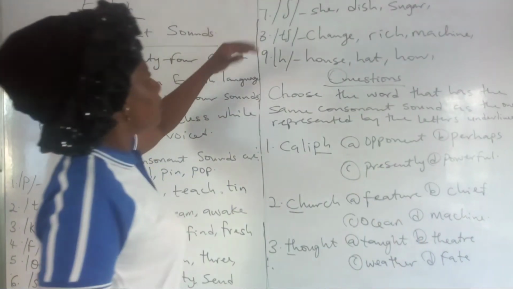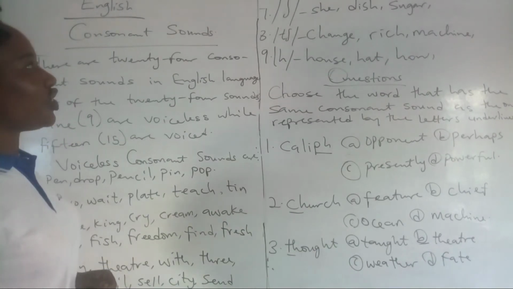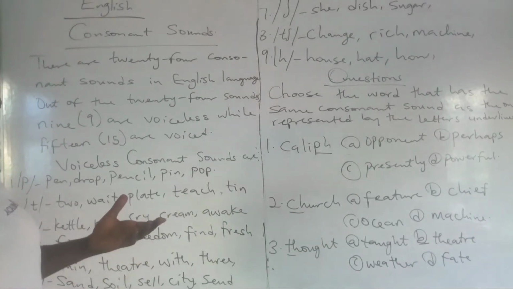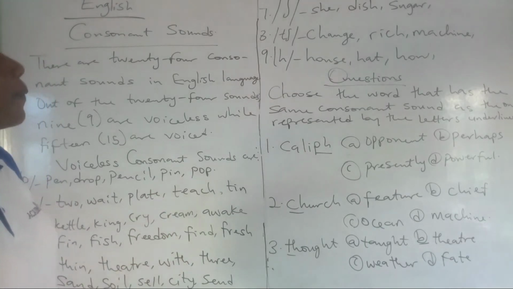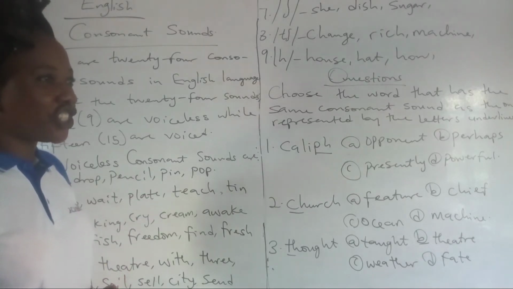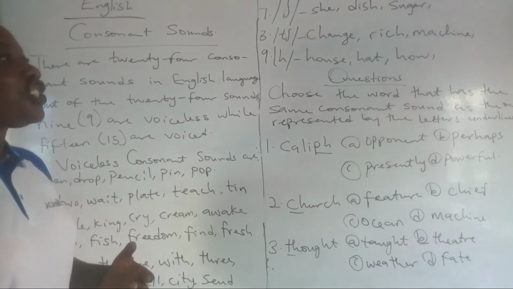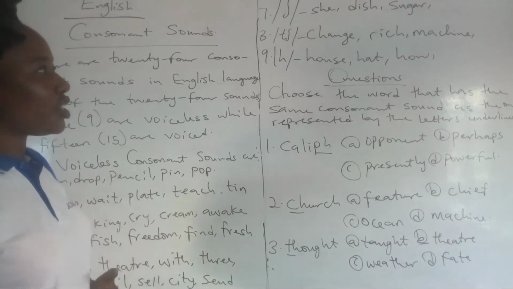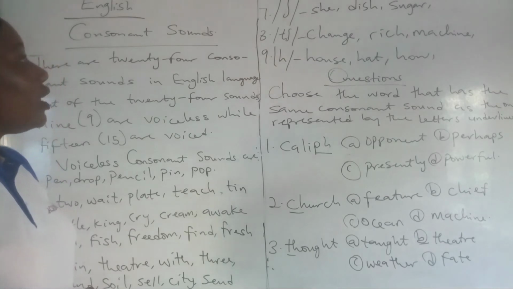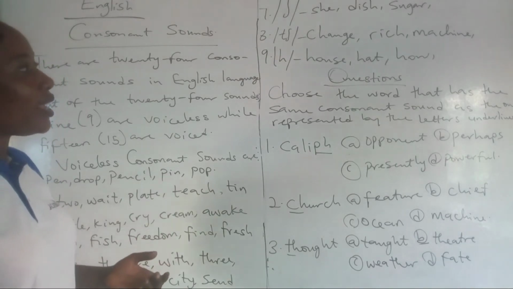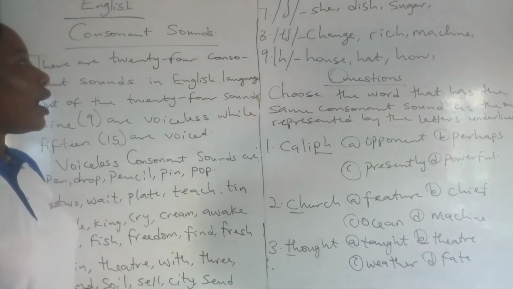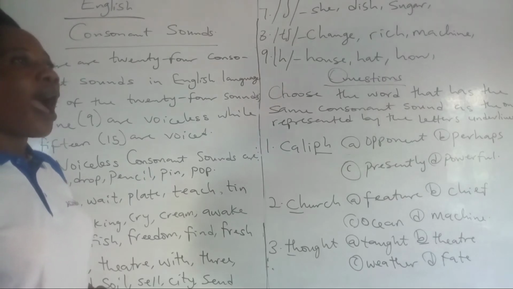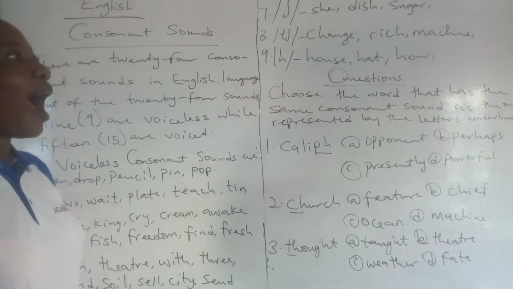Then the next one, which is number 7, is sh. We have the sound in the words she, dish, and sugar. Then the next one, which is number 8, we have sh. We have this in change, rich, and machine. The last on my list, which is number 9, is pronounced as, and we have it in house and heart.